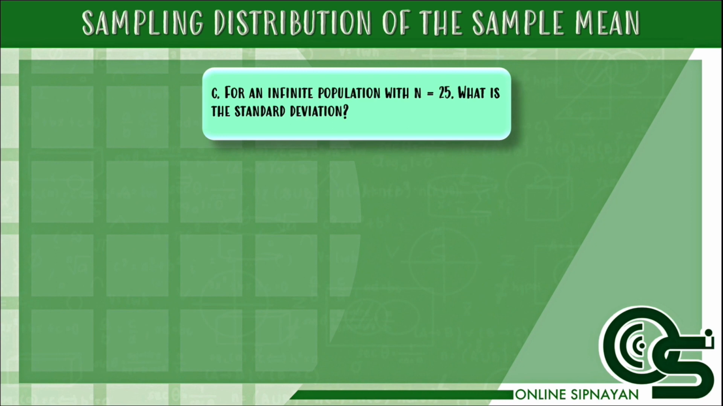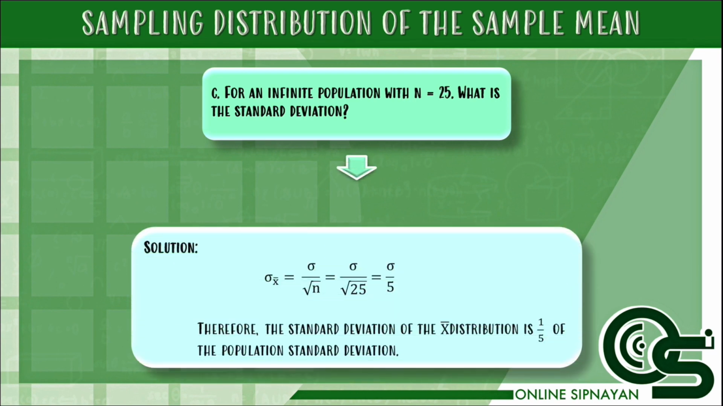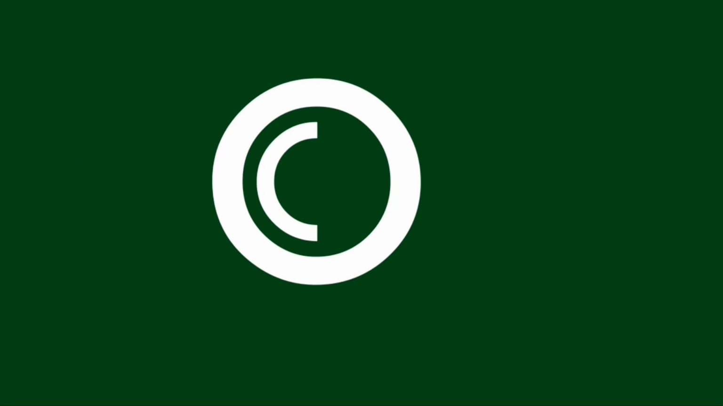How about when we encounter an infinite or unknown population? For example, an infinite population with n equal to 25, what will be the standard deviation? All we have to do is use the formula of the standard error. We just have to change the n with 25. So it will be the standard deviation over the square root of 25. Now, we simplify and it will become 5. Therefore, the standard deviation of the sample mean distribution is 1/5 of the population standard deviation.